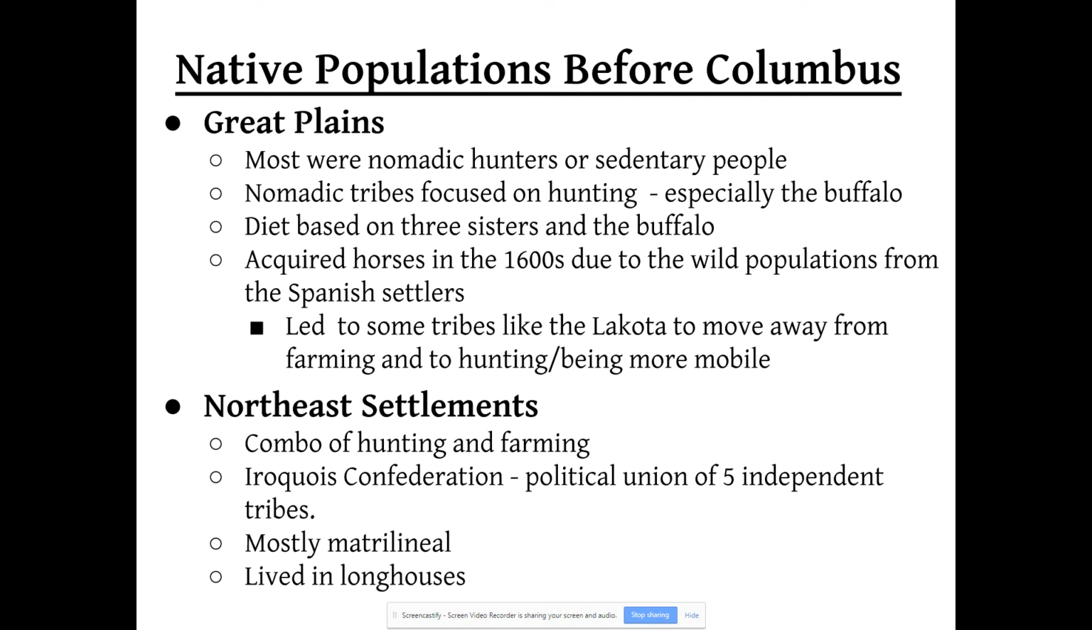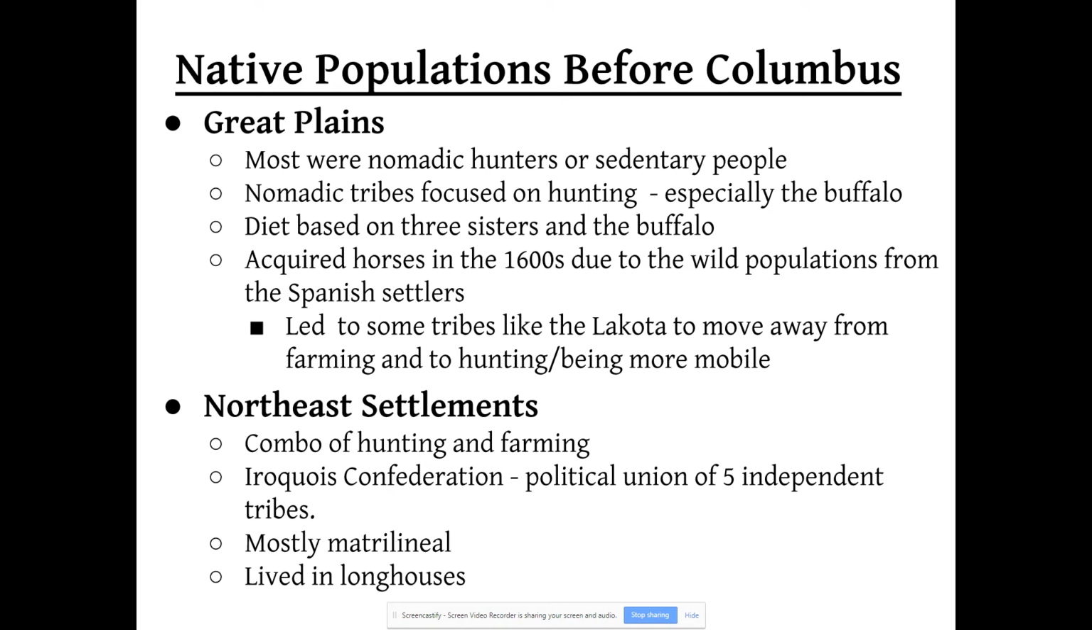The Northeast settlement, so around the New York State region of the country, combined farming and hunting. The farming techniques exhausted the soil, however, very quickly, so they had to move around quite a lot. They lived in long houses that were often ruled by a matriarch, and it's what we call a matrilineal society, meaning that the women often had more influential leadership roles than the men.